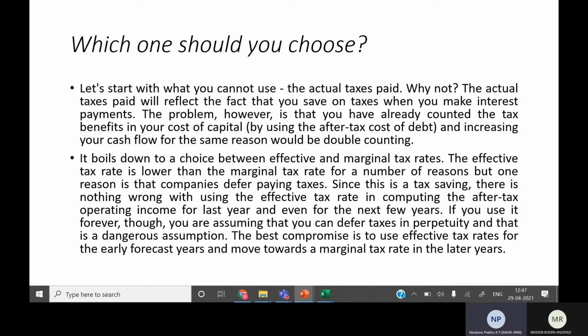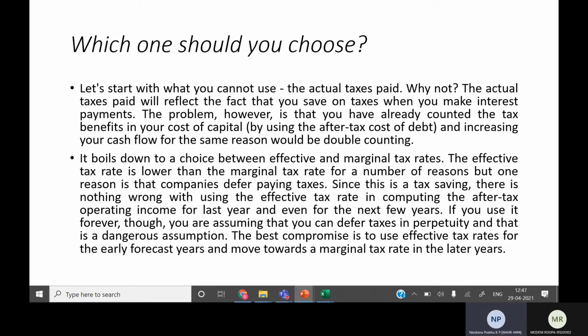Let us start with what you cannot use: the actual taxes paid. Why not? The actual taxes paid will reflect the fact that you save on taxes when you make interest payments, because interest is tax deductible. The amount of interest multiplied by 1 minus t, you will come to know the amount of tax savings. The problem, however, is that you have already counted the tax benefits in your cost of capital by using after-tax cost of debt, and increasing your cash flow for the same reason would be double counting. Therefore, we cannot consider the actual taxes paid. That rate at which we have paid the taxes, we cannot consider.